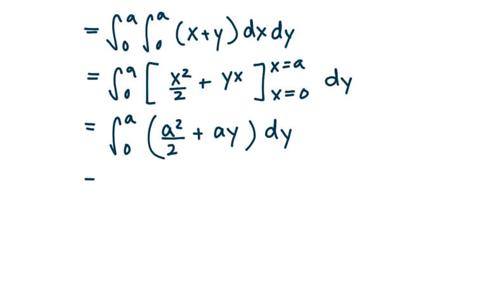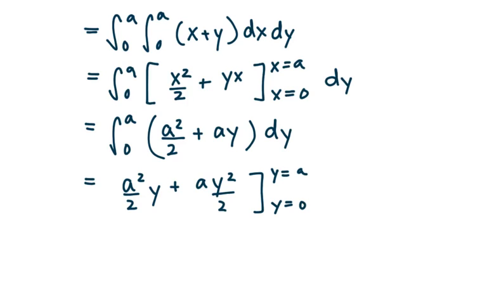So integrating this again, now with respect to y, I have a squared over 2 y plus a y squared over 2. And we need to evaluate y equals a, y equals 0.